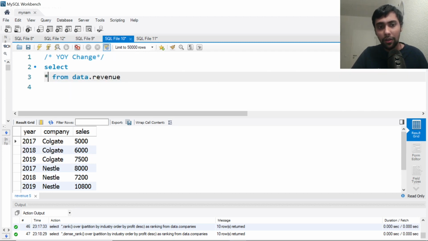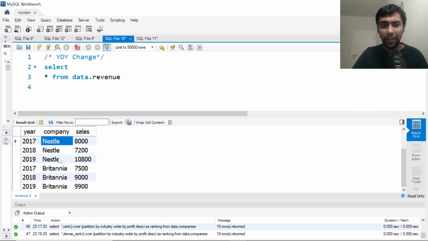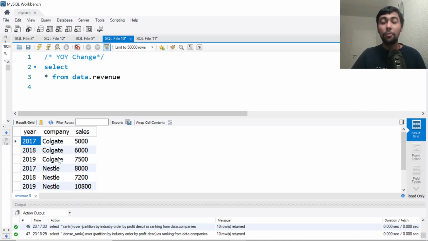Next scenario, assume that we are given some data about companies like Colgate, Nestle and Britannia for various years, their sales. Suppose we want to find the year on year increase or decrease in sales. How can we do that? How can we use window functions to do that? So again, it's the same scenario. So I can select everything as usual.